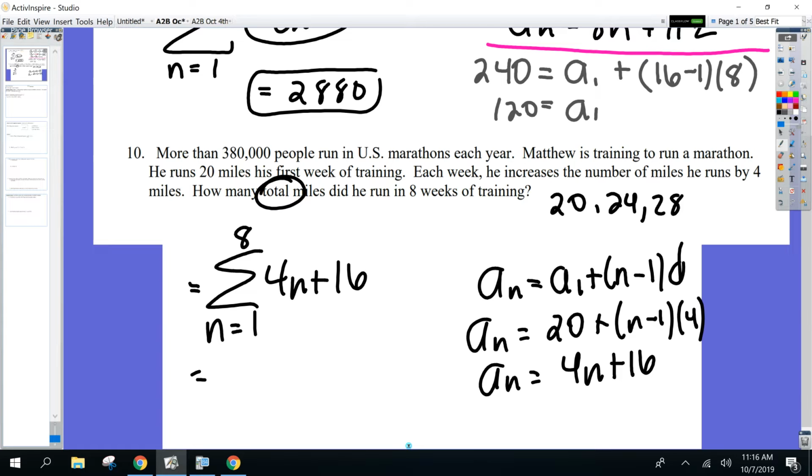How many miles total is he going to run in 8 weeks? 200 and there you go. We all right?